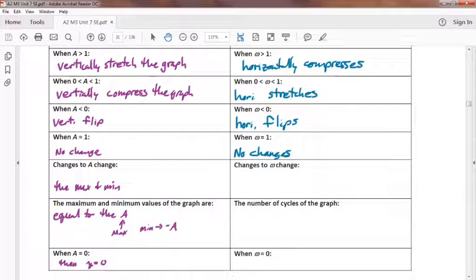Changes to W change the period. That's the ending spot. Remember how I kept comparing those? The number of cycles of the graph increases or decreases with the period. Or no, with omega. Yeah, put the W with the W. When W is 0, we get y equals 0. So that's just a horizontal line on the x-axis.